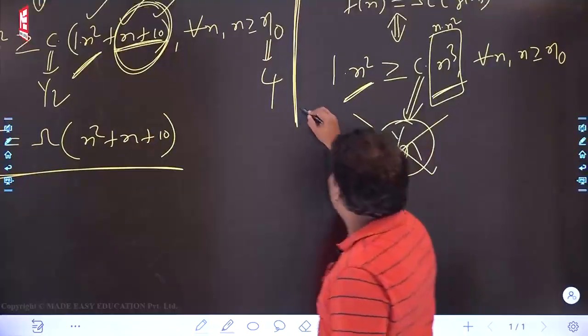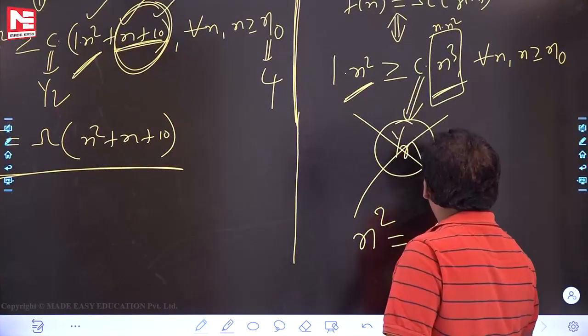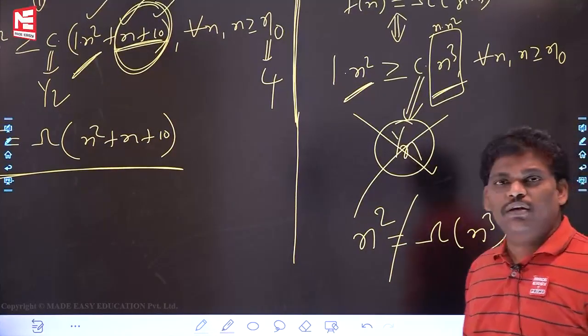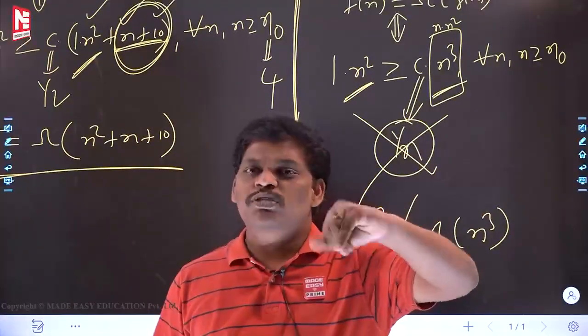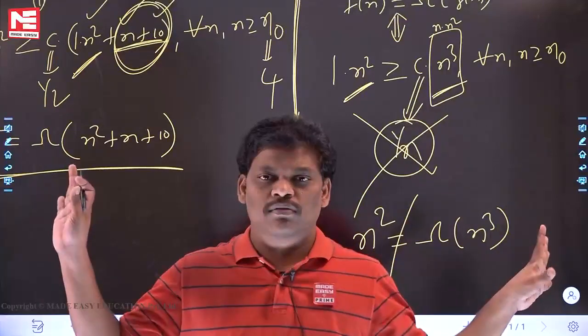So finally, what is the conclusion? This is the conclusion: n square is omega of n cube is not possible. Not possible. I think I have given 4 examples for omega notation. Big O is a similar story, omega is also a similar story. Please go through both the things once.